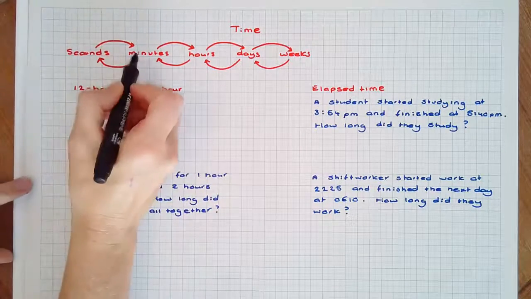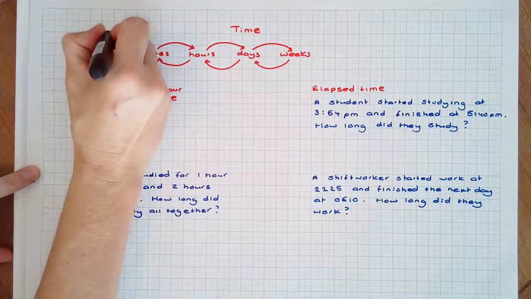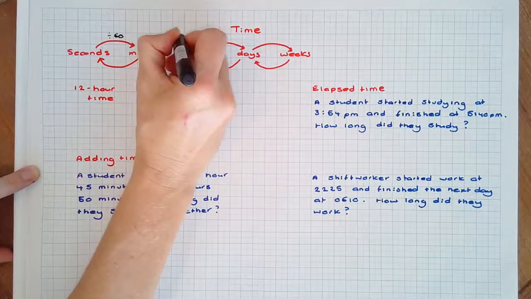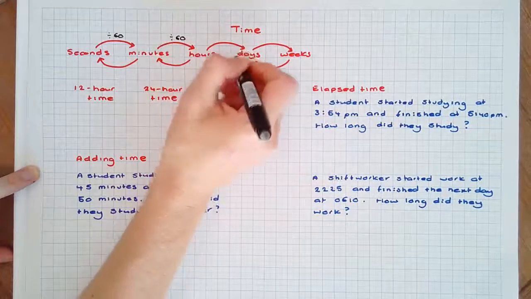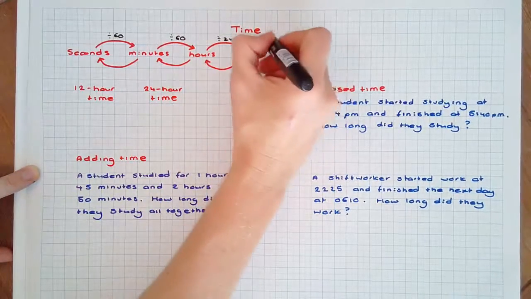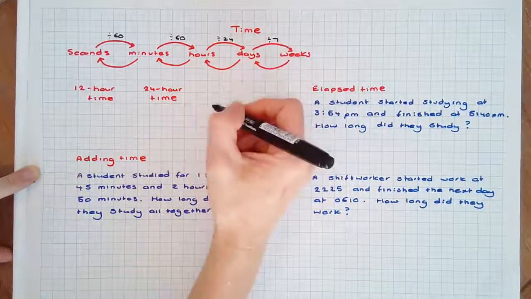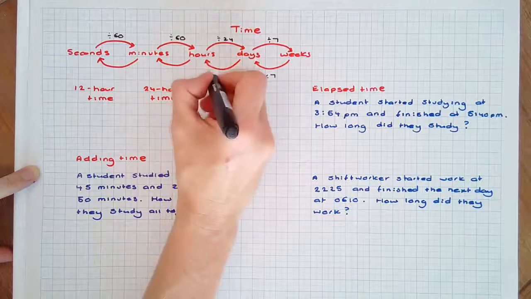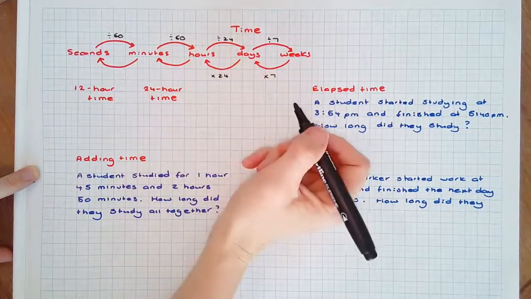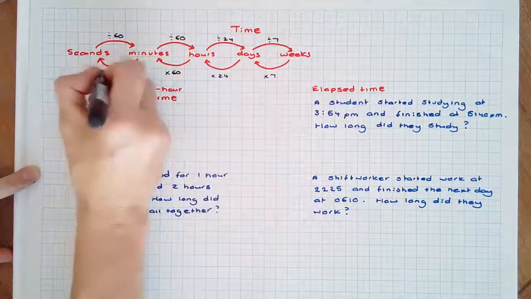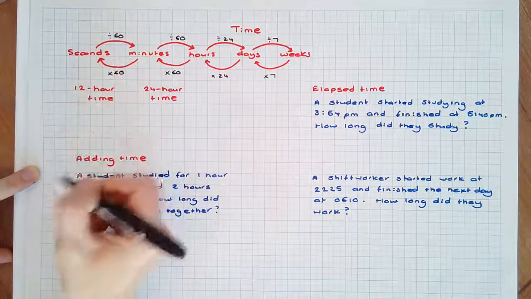To convert seconds to minutes, we would divide by 60. Minutes to hours, we would also divide by 60. Hours to days, we would divide by 24, and days to weeks, we would divide by 7. Going the other way, weeks to days, multiplying by 7, days to hours, multiplying by 24, and hours to minutes, multiplying by 60, and minutes to seconds, multiplying by 60.